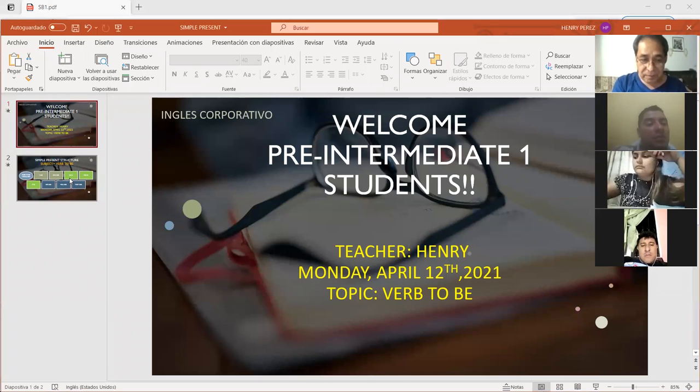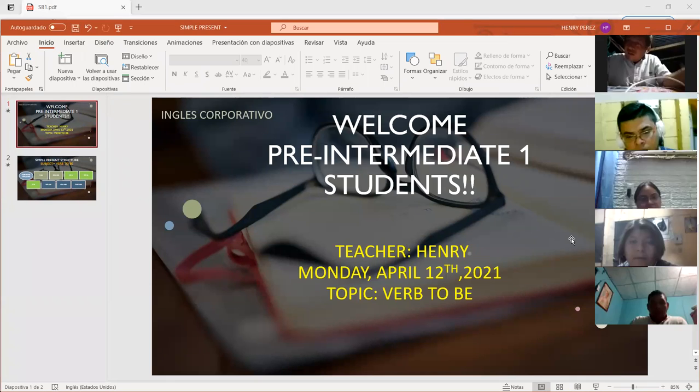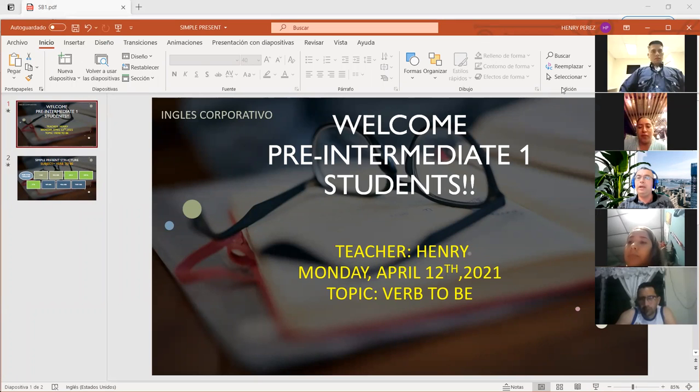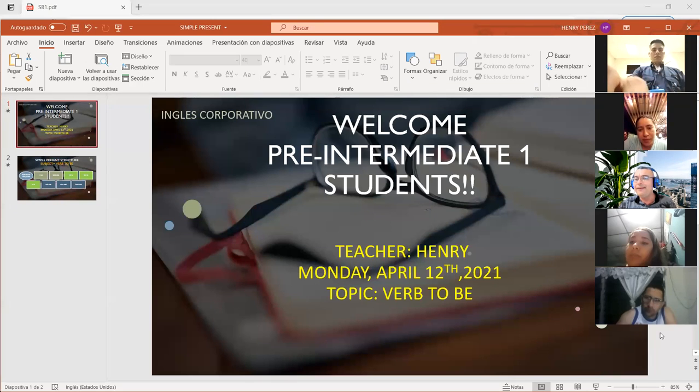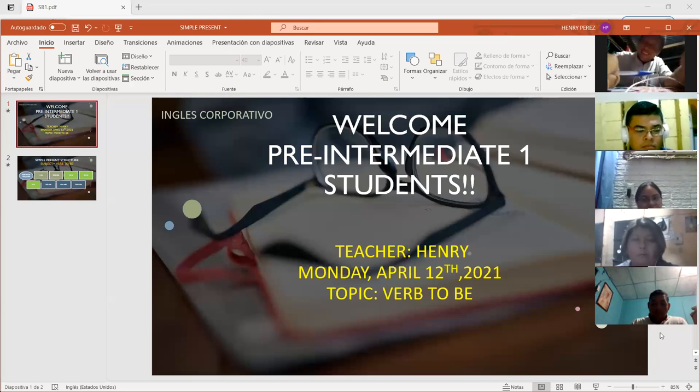Can someone tell me, just así nomás, without me putting the verb to be, how many verbs to be there are? How many verbs to be? ¿Alguien lo sabe? How many verbs to be? ¿Cuántos verbs to be? One, two, three? Freddy? Two. ¿Ah? Freddy, ahí lo veo como, what?